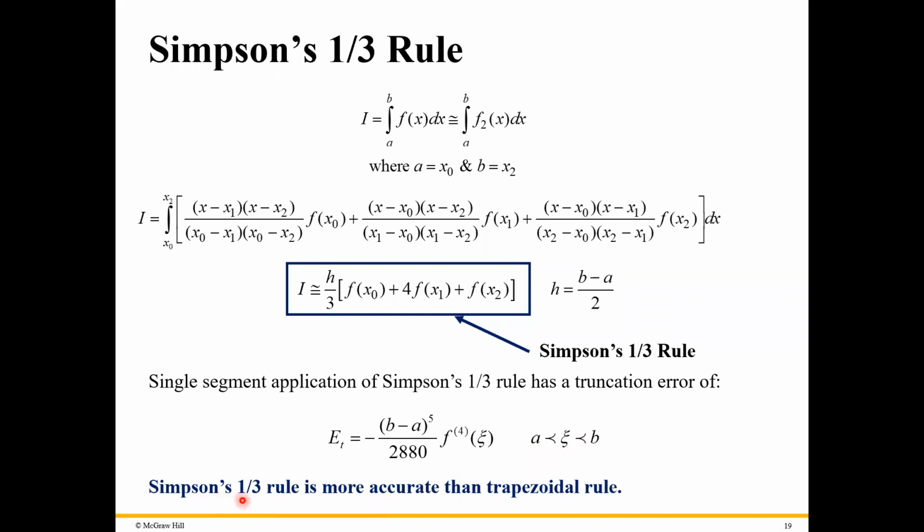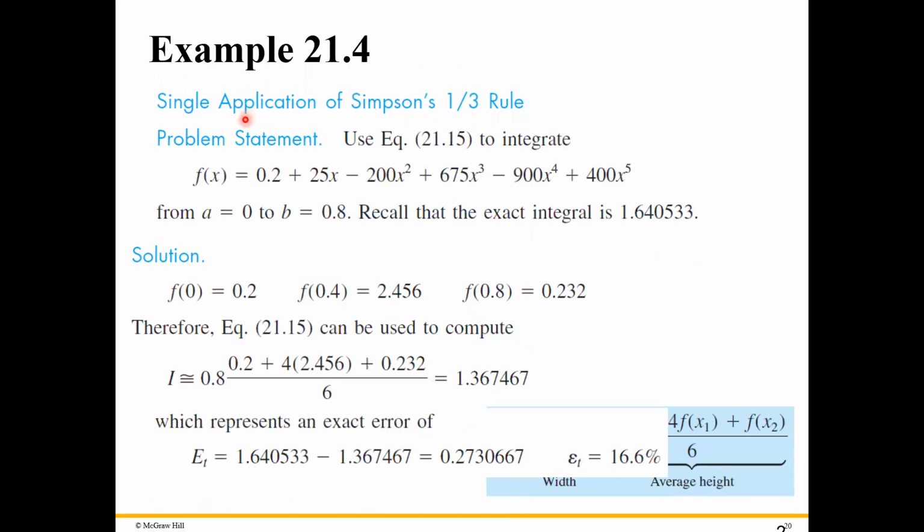Simpson's rule is more accurate than the trapezoidal rule, as we will see later in the example. Let's apply this single application of Simpson's rule to find the area under this curve, which is represented by this equation. f(x) is this fifth order equation, from a equal to 0 to b equal to 0.8, which is the same as in the previous examples. In this case, we already know the exact integral, which is 1.640533, up to 6 decimal places.